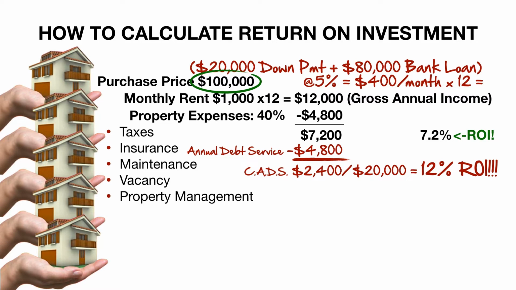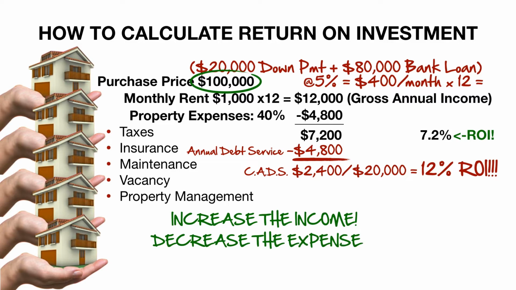And we can still make your money work even harder. And this might be obvious, but if you increase the income, like raising rents, your ROI is going to go up. If you decrease expenses, like shopping around, say, for cheaper insurance, your ROI is going to go up. If you do both, it really goes up.